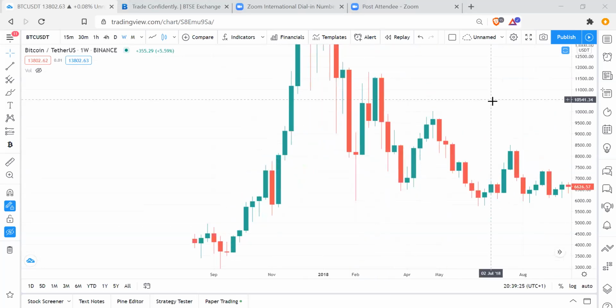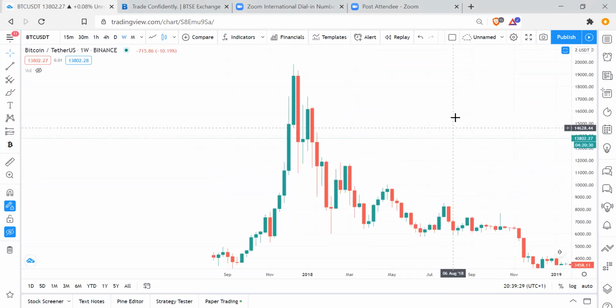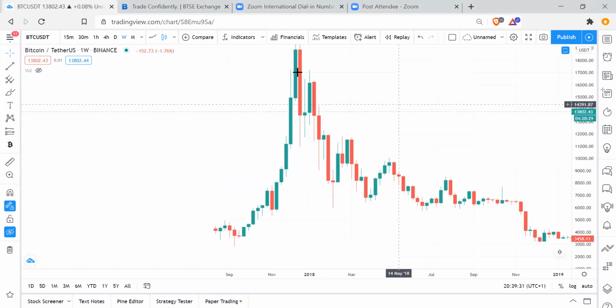Let's clear this down and let's note where structure is broken. So, you can call this a high. This is our notable higher low. Then a higher high over here.